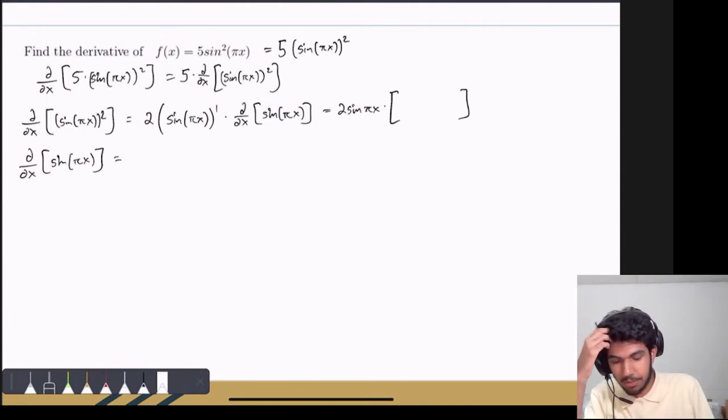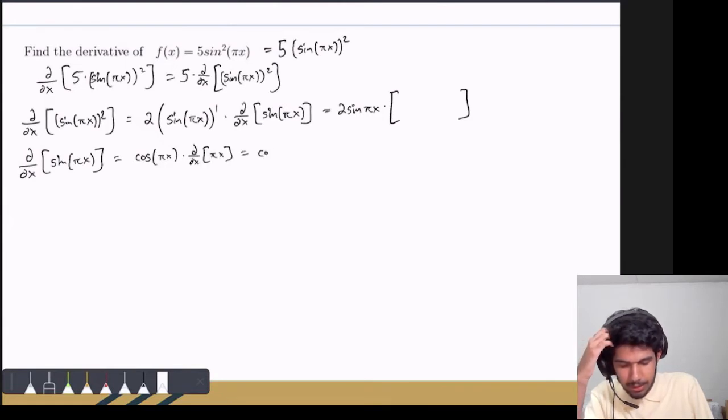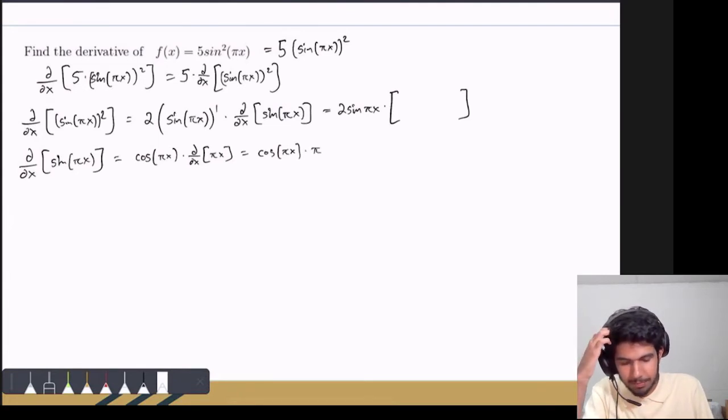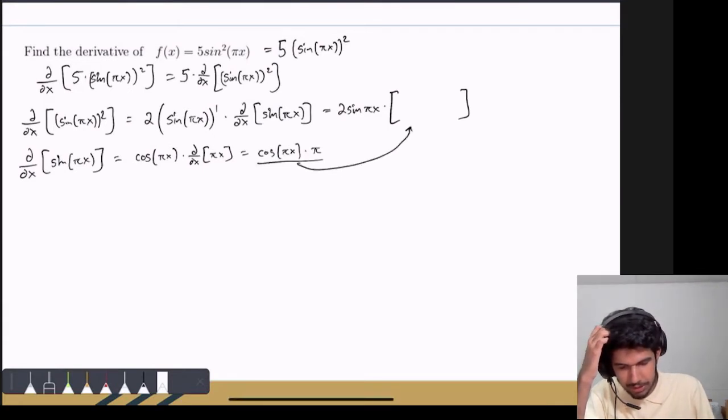So the derivative of the outside is cosine. We keep the inside intact. And then we multiply that by the derivative of the inside, right? And that should be pretty easy to see, that the derivative of pi x is just pi. The derivative of c times x is c, where c is a constant. So that's that. So now we can put this back in here, and I'll use a different color for that, times cosine pi x times pi.